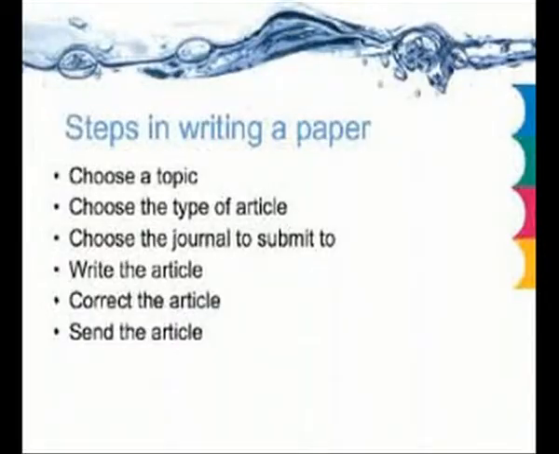And these are the steps that I follow when I'm writing a paper. Initially, I need to choose a topic. Then you need to choose the type of article which you're going to write about. Then you choose the journal which you're going to submit to. Then you end up writing the article. You correct the article, and then you send the article. And we're going to go through each of these steps and ways of going about doing them.